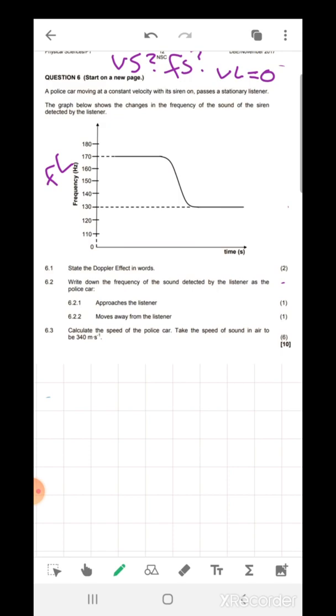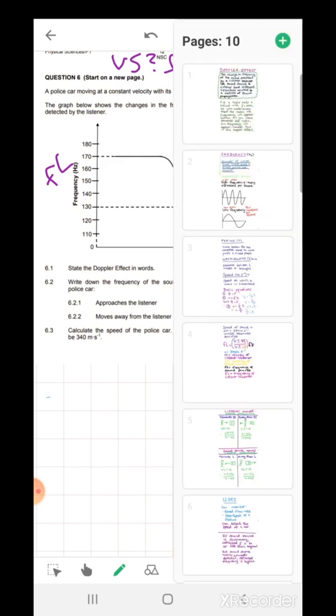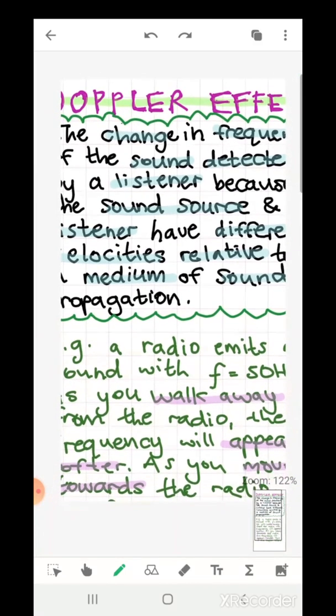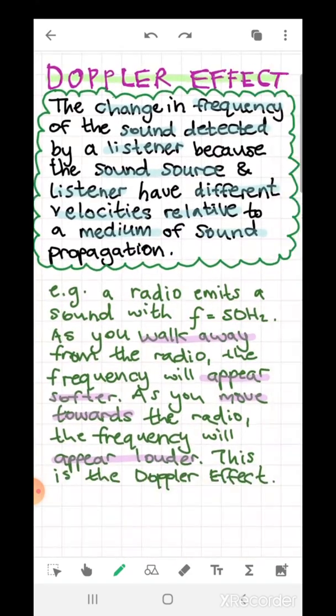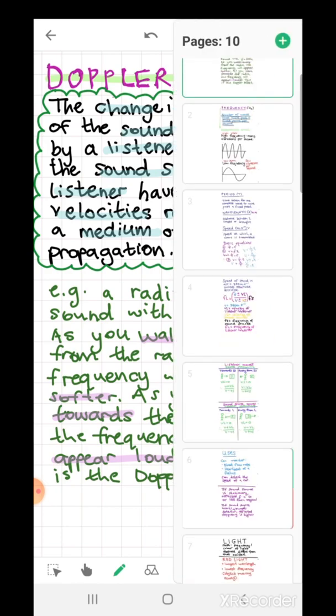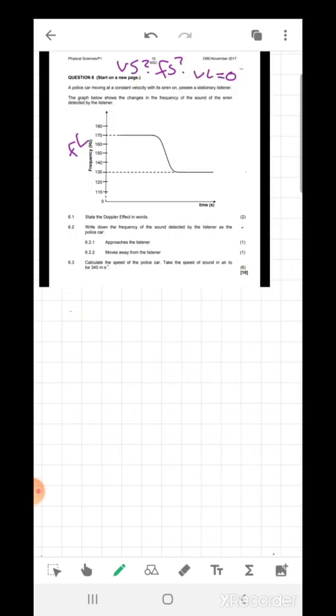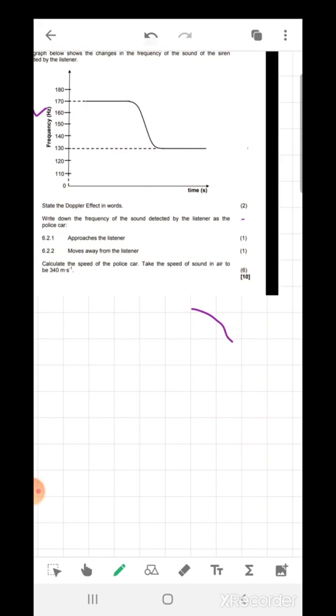Okay. So the first question they ask is state the Doppler effect in words. You can expect this question to come out for every Doppler effect question, as I said. So just remember to learn this definition. And it is just the change in frequency of the sound detected by a listener because the sound source and listener have different velocities relative to a medium of sound propagation. Cool, easy 2 marks.